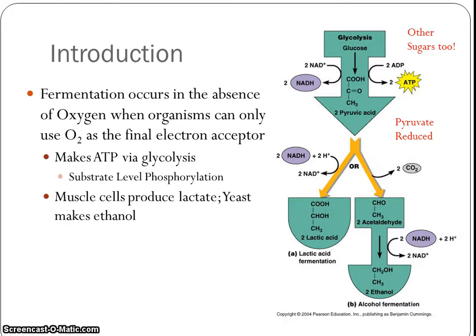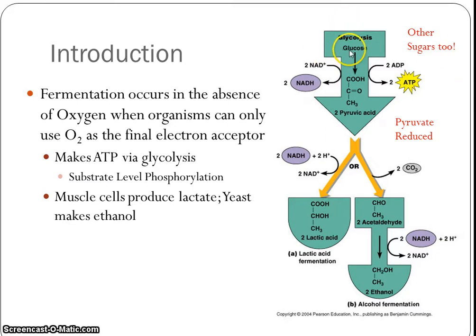And this makes ATP via glycolysis. And the 4 ATP are made, but 2 of them are used, and this is substrate level phosphorylation. Muscle cells produce lactate or lactic acid, and yeast cells produce ethanol or alcohol.